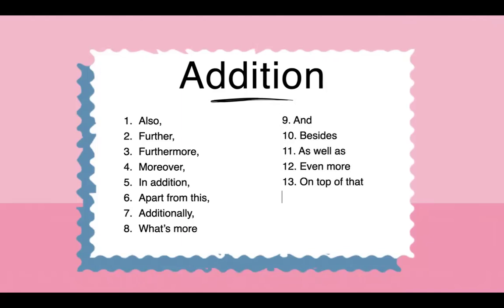The first is also, then you can say further, furthermore, moreover, in addition, apart from this, additionally, what is more, and besides, as well as, even more, on top of that, not only but also, besides this and another. All these words will give the signal that you are adding on to some kind of information.